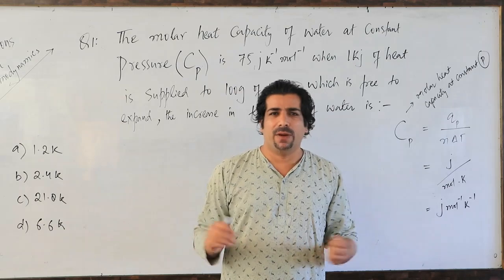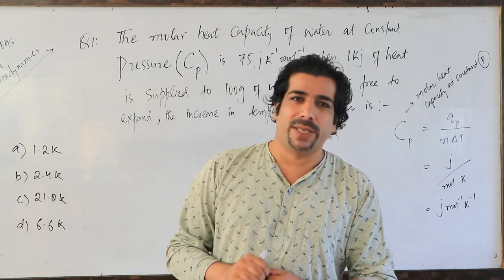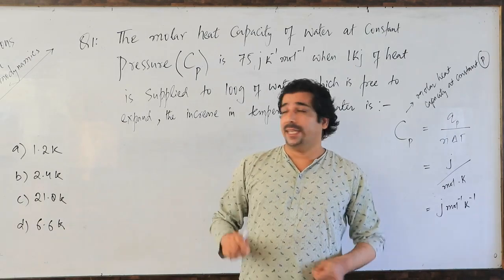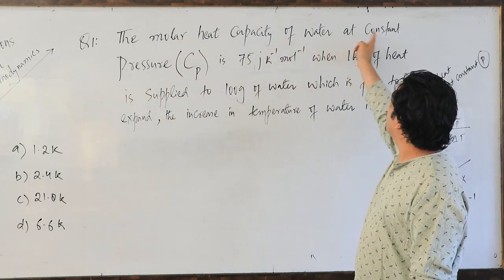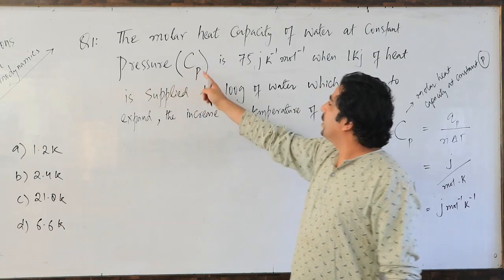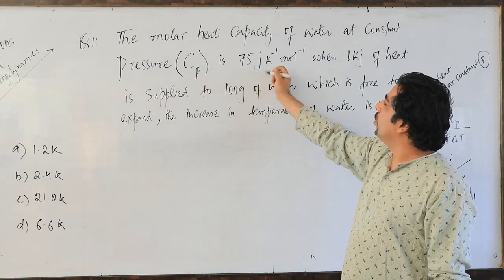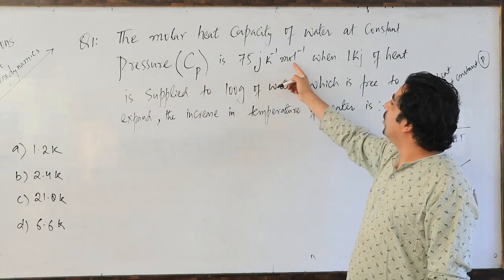So today I have come up with some of the questions on thermodynamics. Let's get started. Take question number one. The molar heat capacity of water at constant pressure, that is Cp, is 75 joule per Kelvin per mole.